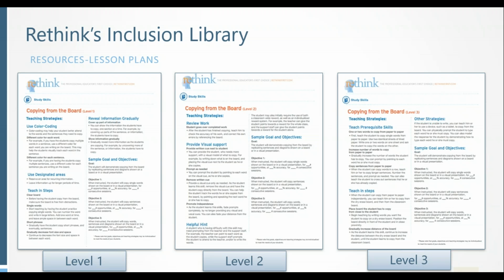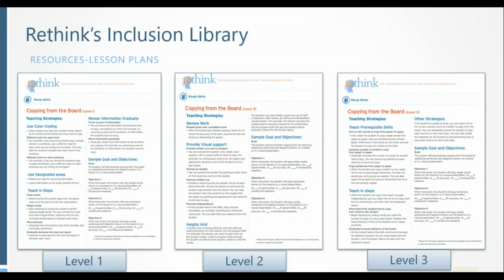What is unique about these lesson plans is that they are divided into 3 levels for strategies that could be used with your students regardless of level of support needed. Level 1 contains strategies for students who need the least level of support. In this example, for copying from the board, strategies include using coding, designated areas, teaching in steps, and revealing information gradually. Level 2 contains strategies for supporting your students who may need a little more assistance and structure to be successful. In this example, you will see strategies including reviewing work and using visual supports.